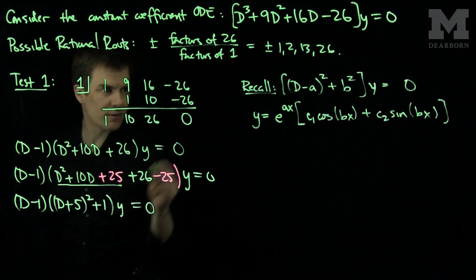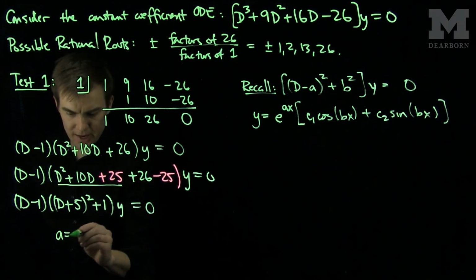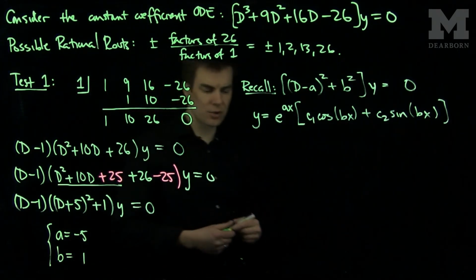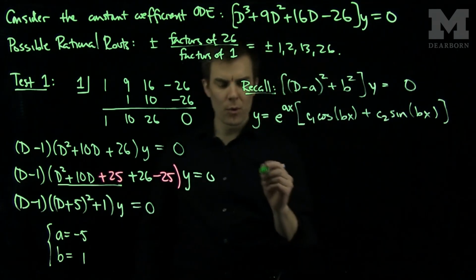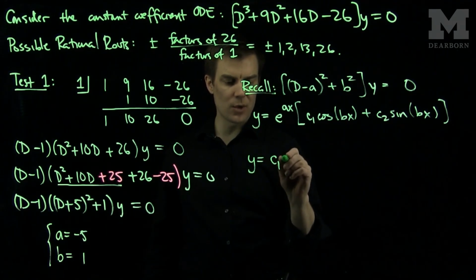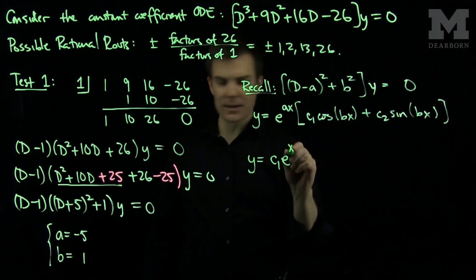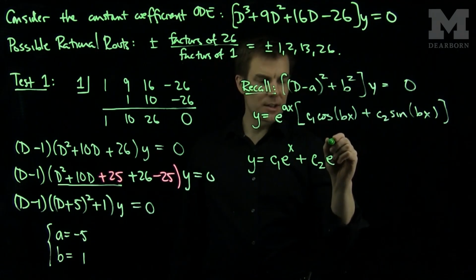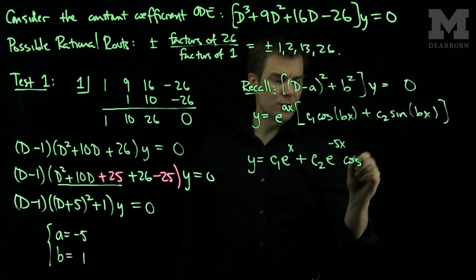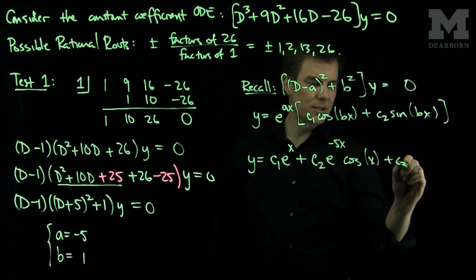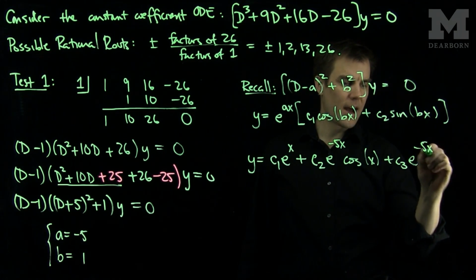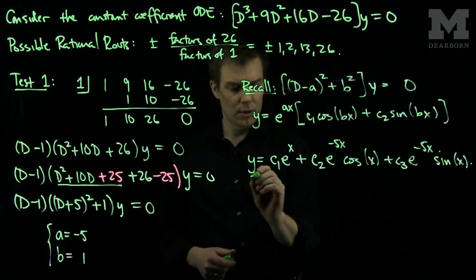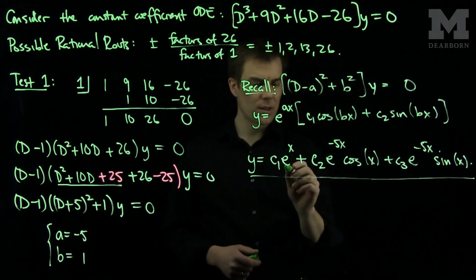So we will apply this general formula to this factor over here. So over here what we will have is that a is equal to negative 5 and b is equal to 1. So I can use that information in this equation to write down the general solution of our problem. So we will see that our solution will be y is equal to c1 e to the x for my first D minus 1 term. Then I'll have c2 e to the negative 5x cosine of x plus c3 e to the negative 5x sine of x.